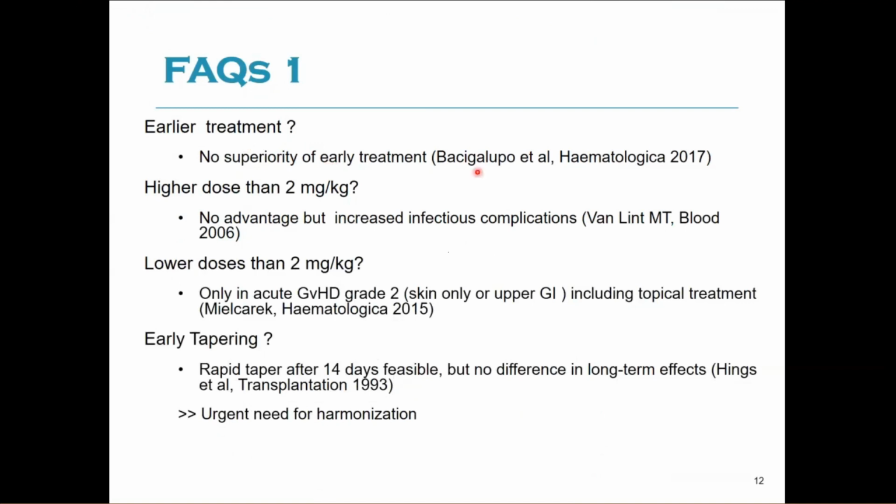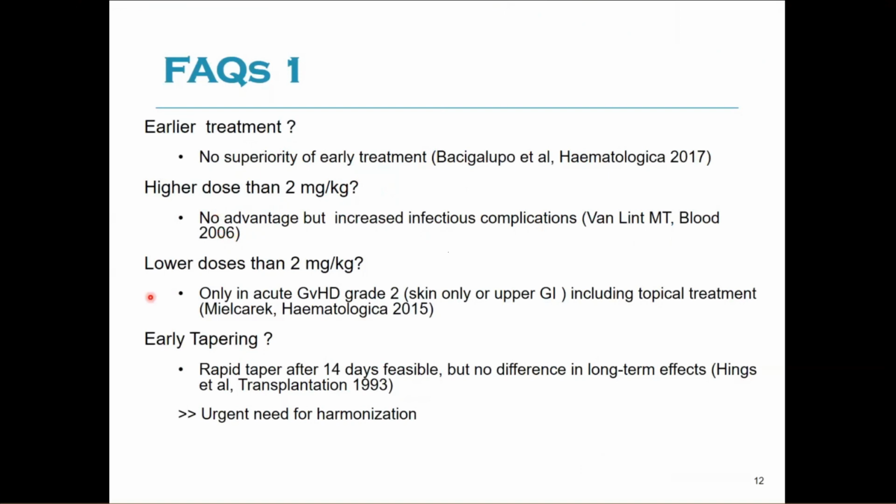Andrea Bacigalupo et al. could show that there is no superiority if you treat earlier. This was published in Haematologica in 2017. Thus, a dose higher than 2 milligram per kilogram does not work better for the patients. There was no advantage seen, but an increased rate of infectious complications in the study of Maria Theresa van Lint in Blood 2006.